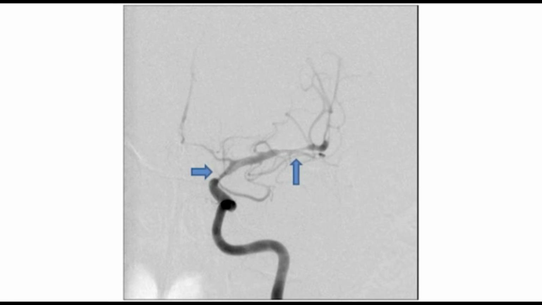This is a repeat left internal carotid artery angiogram of the same patient. The patient had developed a neurological change refractory to medical management. Note the severe proximal and distal vasculature vasospasm as indicated by the blue arrows.